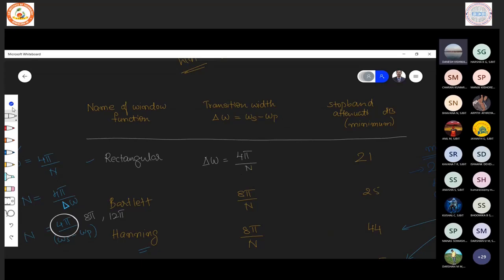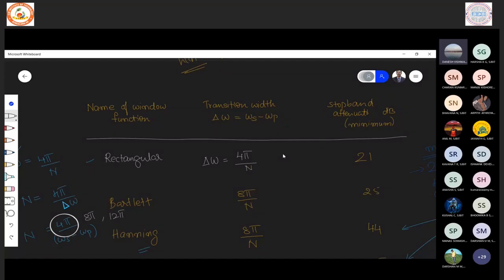So once your window type is chosen, once you are aware of the transition width, you can calculate the order. So this is what we do next. We determine the order. We will find the order. Okay, so second step. Step number 2 is to find the order.